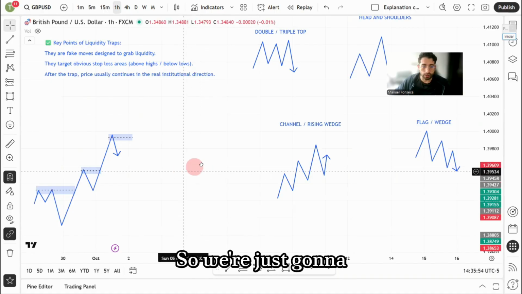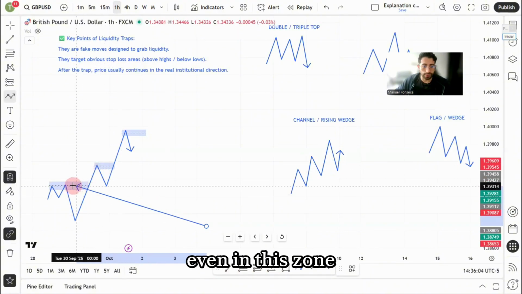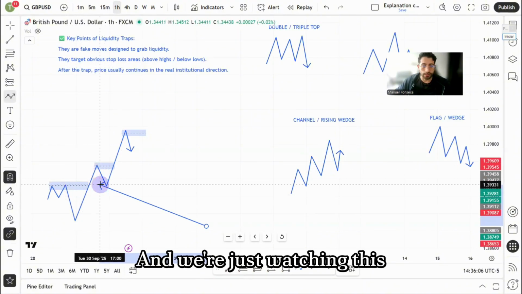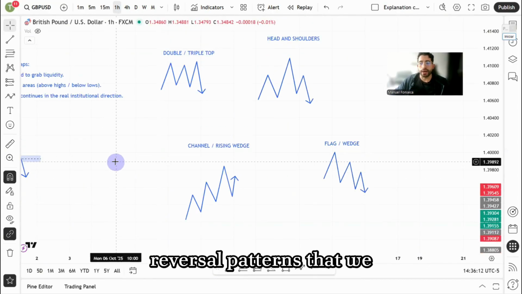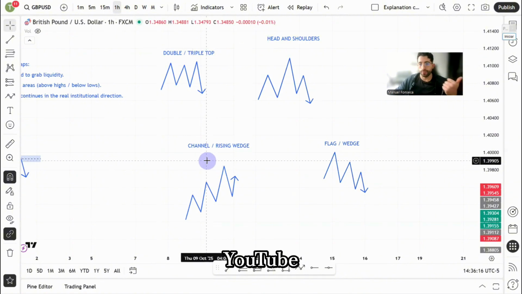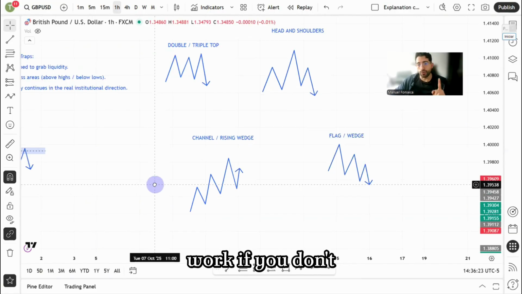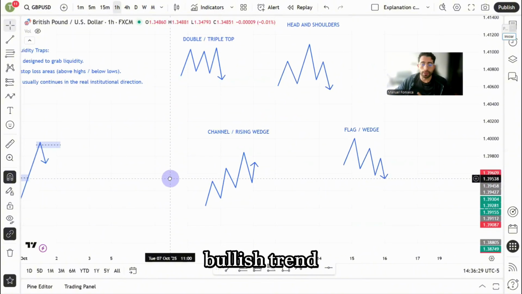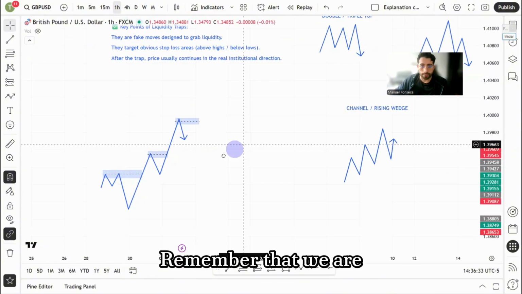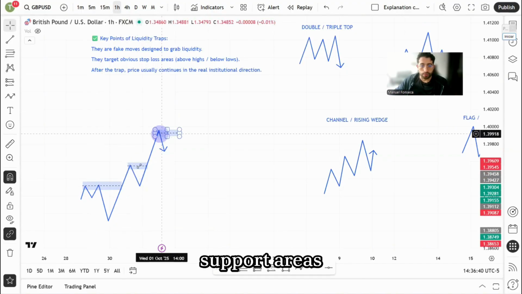direction, okay? So we're just going to make an example. Imagine that we are located right here, in this zone or even in this zone, and we're just watching this, that you already know. These are patterns or reversal patterns that we may find on YouTube, Google, TikTok, or Instagram, right? And I'm going to show you why they don't work if you don't understand the real direction. So assuming that we are in a bullish trend, going up, imagine that we are located here, where there are support areas.